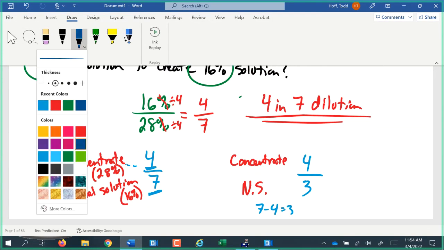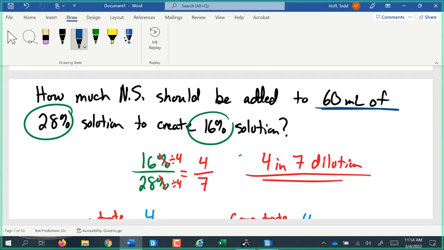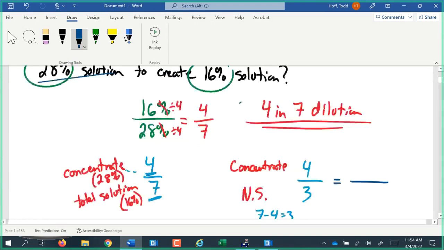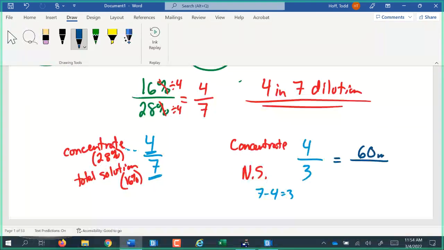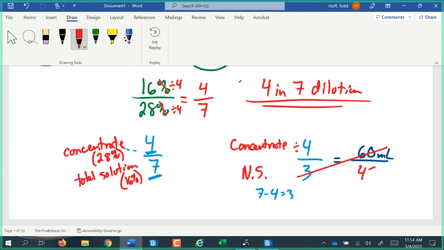And now we can fill in the rest of that ratio. We started with 60 milliliters of the 28% solution, so that was the concentrate, 60 milliliters of the concentrate. We cross multiply and divide. 3 times 60 divided by 4 is 45 milliliters of sterile water or normal saline that should be added to that original 60 milliliters to dilute that down to 16%.